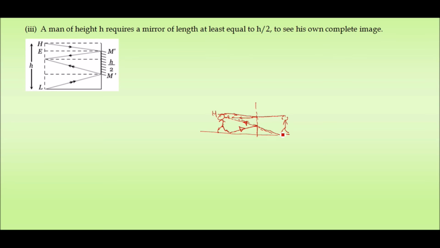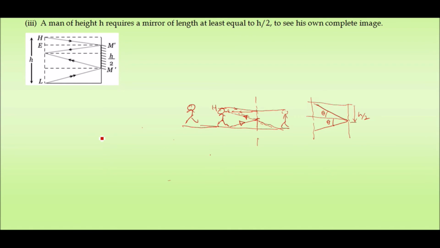In this case, the image at the bottom will be formed. If you see this figure, this point will be the middle point of this mirror, and as the angle of incidence is equal to the angle of reflection, clearly if this angle is theta, then this angle is also theta, and this line is at h by 2. So if we ignore the length between head and eye, a mirror of length at least equal to h by 2 is required to see his own complete image.